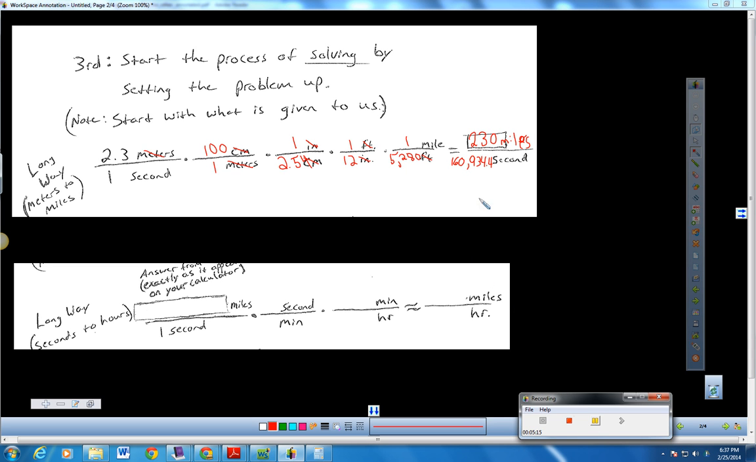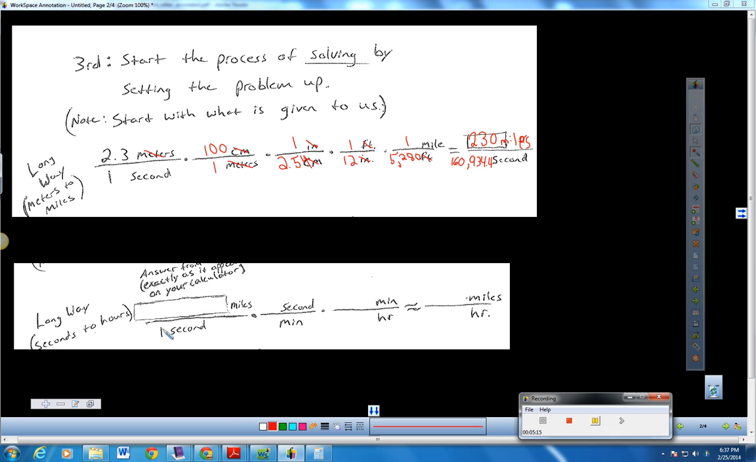All right, as I continue, I see that when I multiply all the denominators, 1 times 1 times 2.54 times 12 times 5,280, I get 160,934 and 4/10. Please excuse my sloppy writing. I wish that I could write a lot better on this tablet, but it's not happening right now. So now that I have this, I'm basically going to take this down here, and I'm going to rewrite it in this spot. I know it says 1 second underneath there.